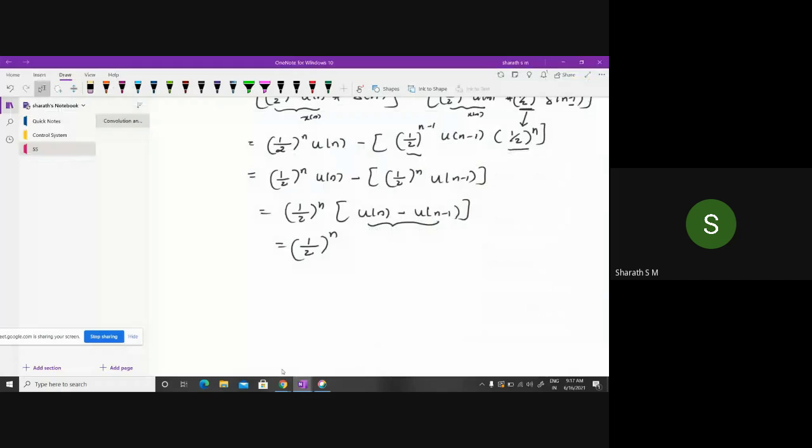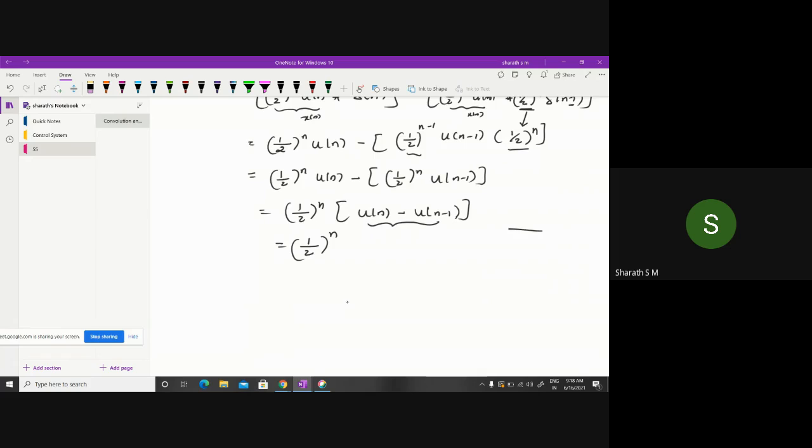Sir, what's the final sample from the signal? Sir, u of n means 0 to infinity. So sketch that signal first. Have you drawn it? Yes, sir. u of n minus 1 means 1 to infinity. Subtract, what do we get? 0. So we have a sample only at 0.